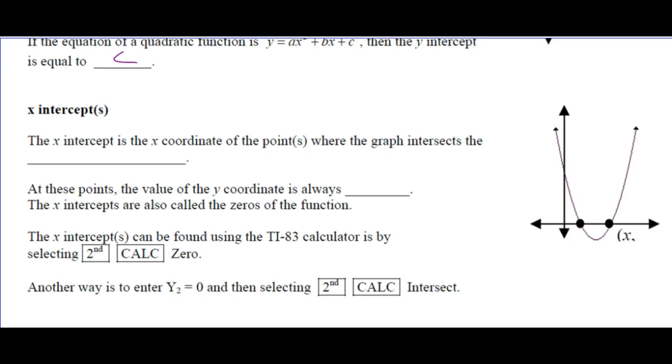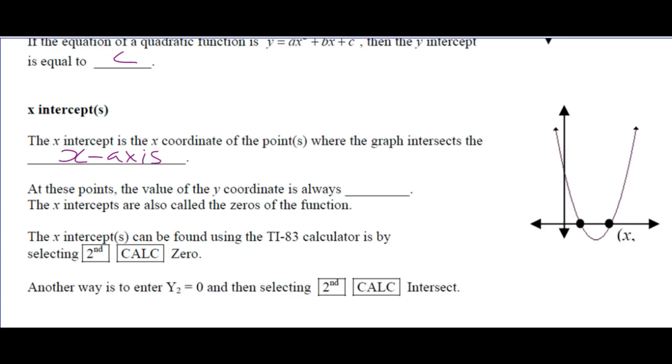X-intercept, or intercepts. The x-intercept is the x-coordinate of the point where the graph intersects the x-axis. So one big thing to remember about intercepts is they're just a number. If I ask you for the y-intercept, don't say it's (0, 3). Don't give me the point. Just say the y-intercept is 3. It's just the value of the y-coordinate. And the same with the x-intercept. Don't say, oh, that's at (5, 0). Just say the x-intercept is 5.